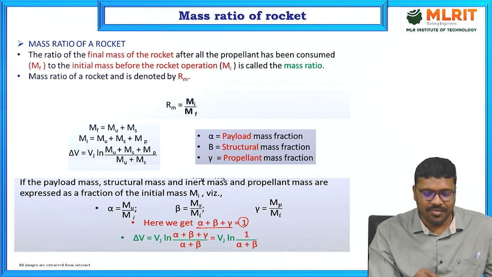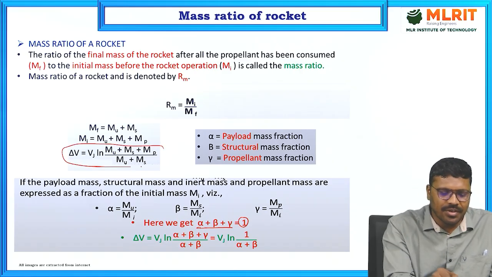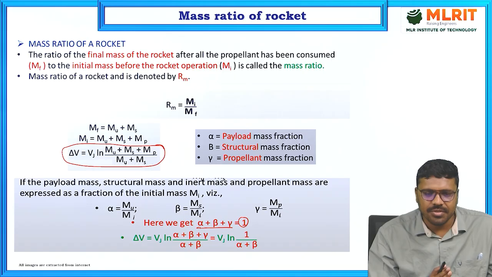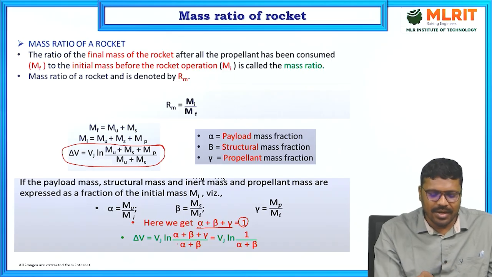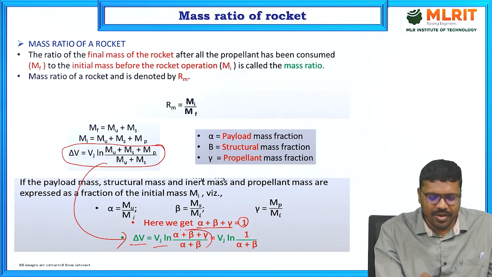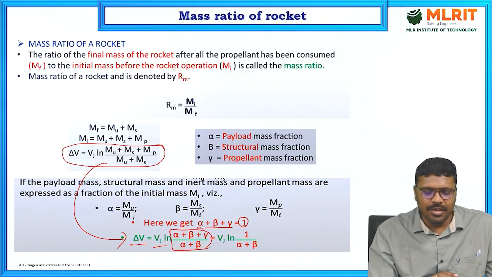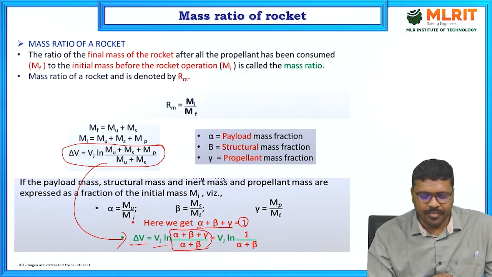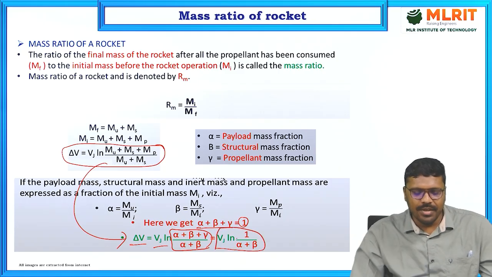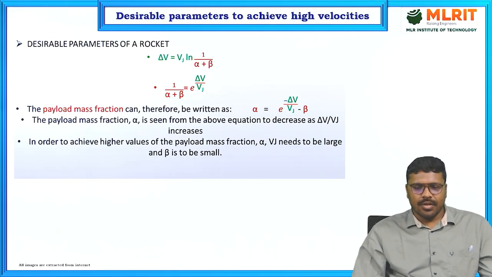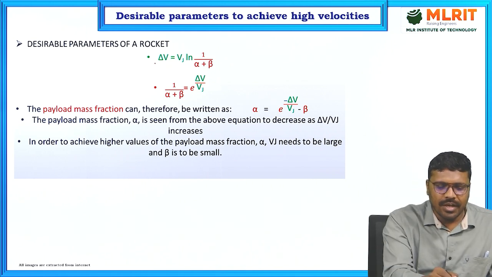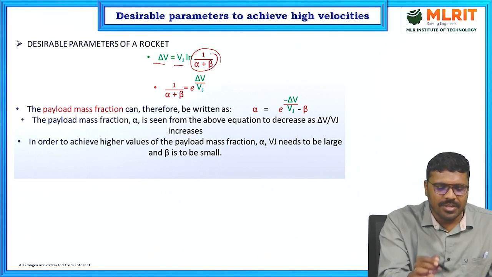If I want to write this equation in terms of mass ratios, mass fractions, then I can write delta V is equal to Vj log of (alpha plus beta plus gamma) divided by (alpha plus beta). And this can also be written as Vj log 1 by (alpha plus beta).